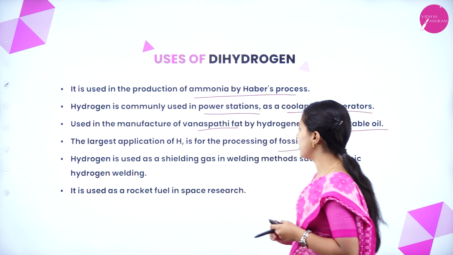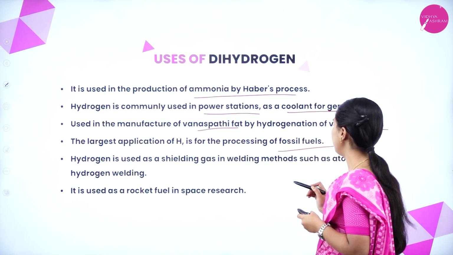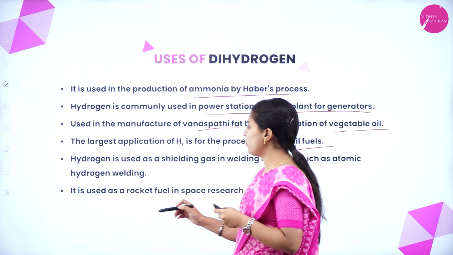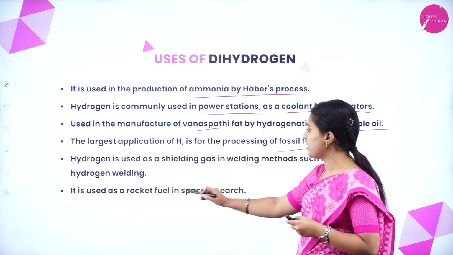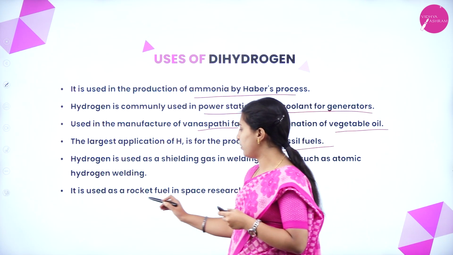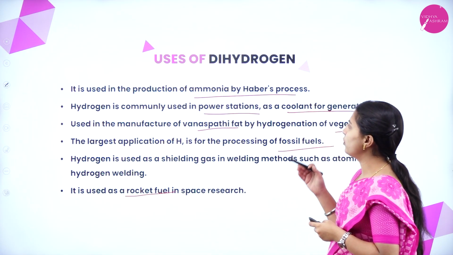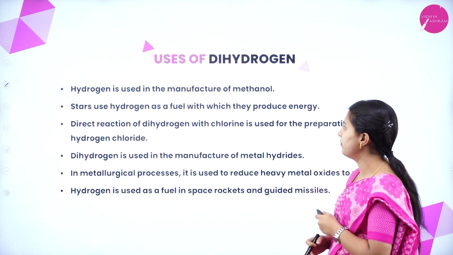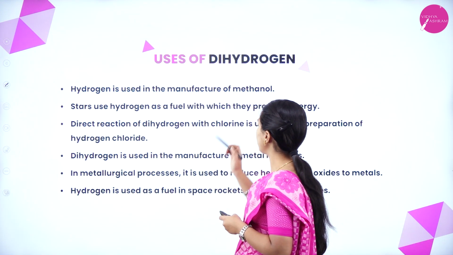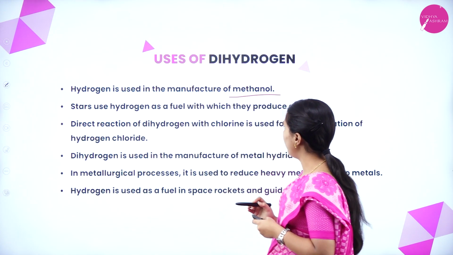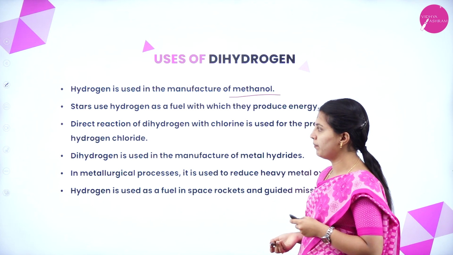Hydrogen is used as a shielding gas in welding methods such as atomic hydrogen welding. It is used as a rocket fuel in space research. Hydrogen gas will be used as rocket fuel. These are the major applications and the overall uses of dihydrogen. Hydrogen is used in the manufacture of methanol, alcohol. Stars use hydrogen as a fuel with which they produce energy.